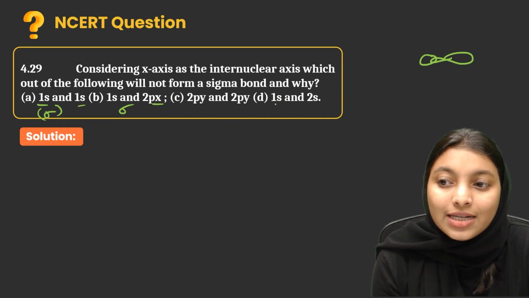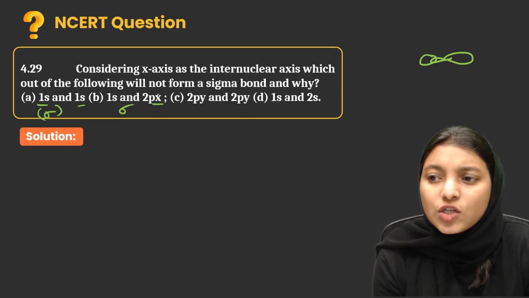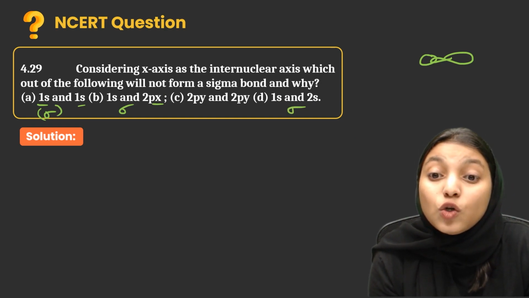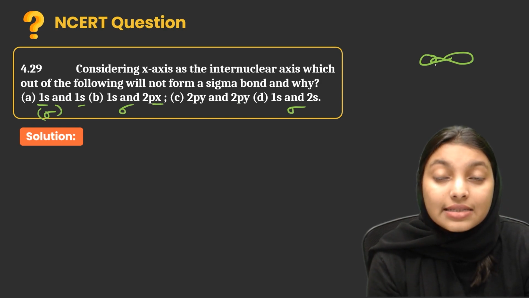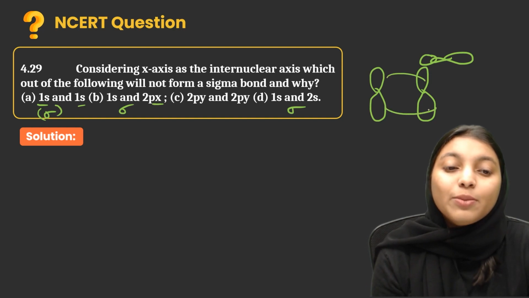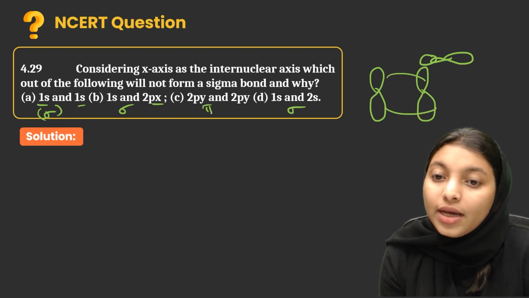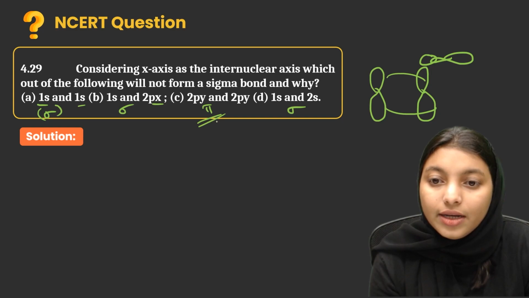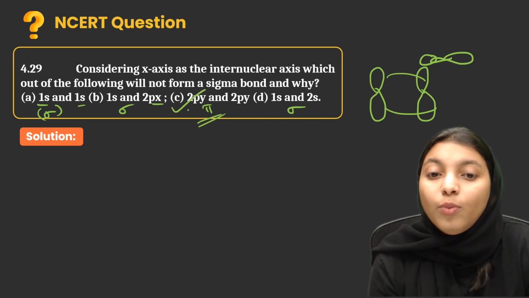Again when it comes to 1s and 2s, this is the same option which is given. Again this is sigma. 2py, since x is the internuclear axis, 2py I can take it like this. So there is a possibility of lateral overlapping and forming a pi bond. Clear? So they cannot form what?